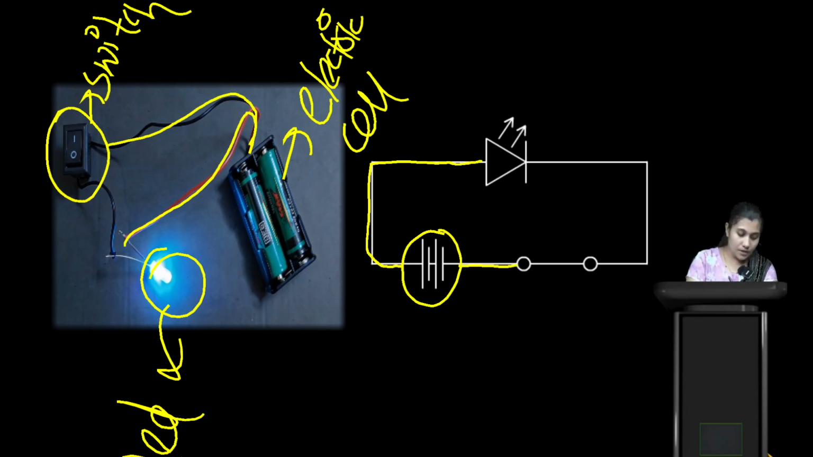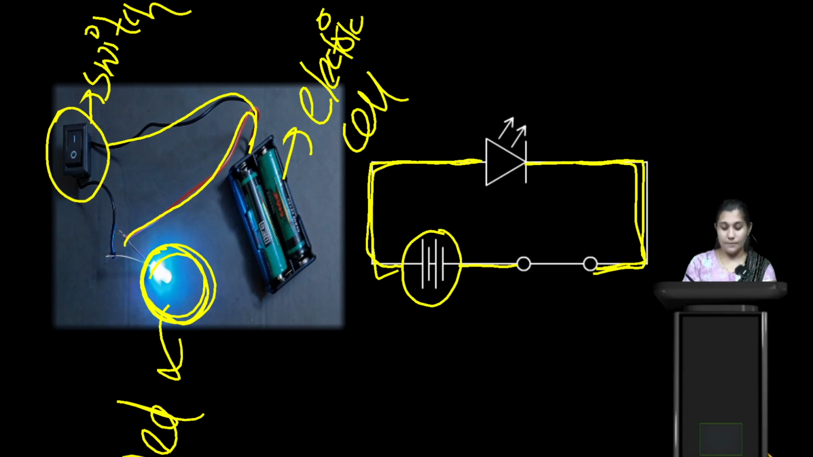And now this part is the what? This part is the LED. Now one part of the LED is connected to the electric cell and the other part of the electric cell is connected to the switch. One part of the LED is connected to the electric cell, means this part, and the other part of the electric cell is connected to the switch.